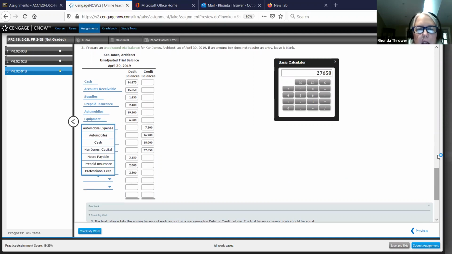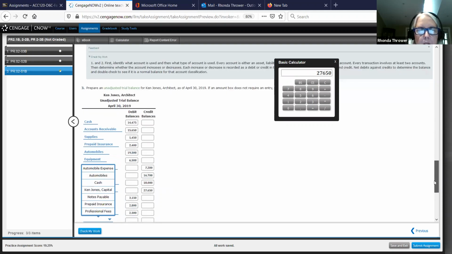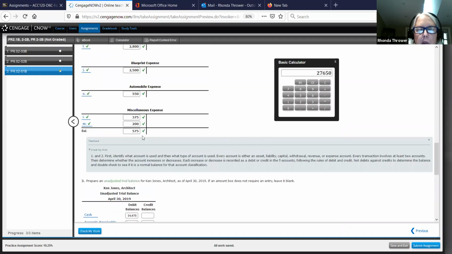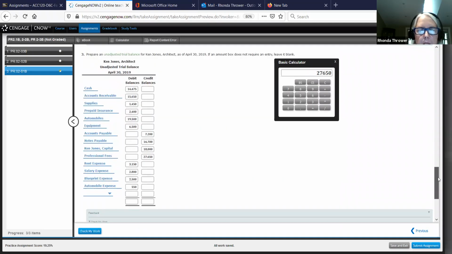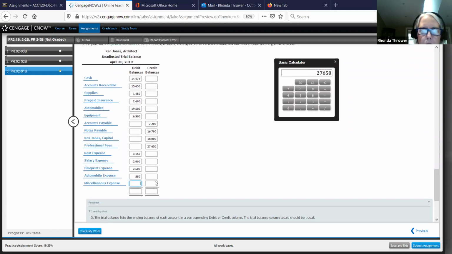Then the next account was automobile expense. It was $550. And it was a debit balance because expenses have debit balances. And then there was miscellaneous expense. It's debited for $575. So the only thing we did is we copied the names of the accounts down and their balances.